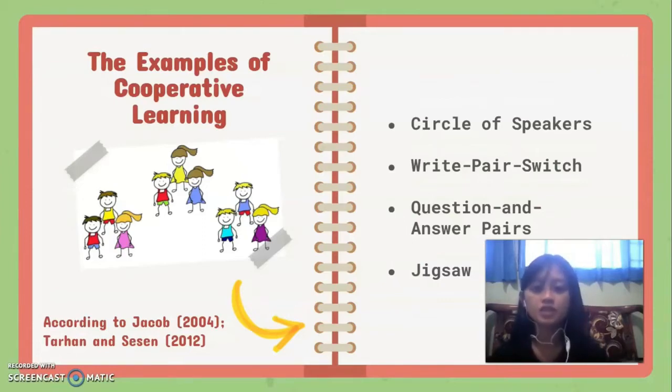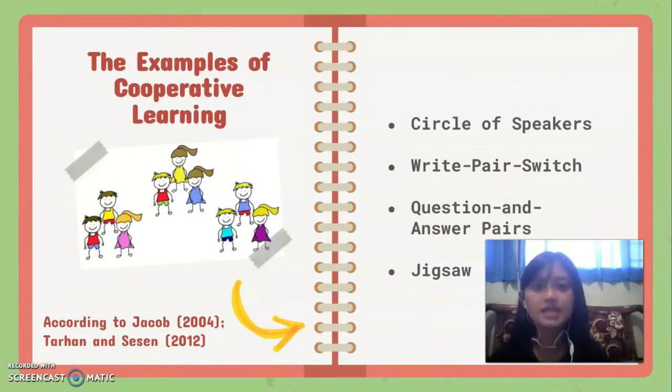So the third is question and answer pairs. For this technique, students work independently to write one or more questions, and then they write the answer to the questions that have been made on a sheet of paper, and then exchange the answers with peers. And after students answer the questions from their groups or partner, they will compare the answers.